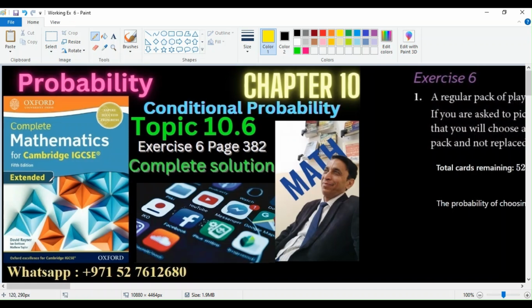Hello everyone. Welcome back to another episode, which is 10.6. It's the sixth exercise and the last also. In this topic we are going to be discussing conditional probability. This is exercise 6 that you can find on page 302.